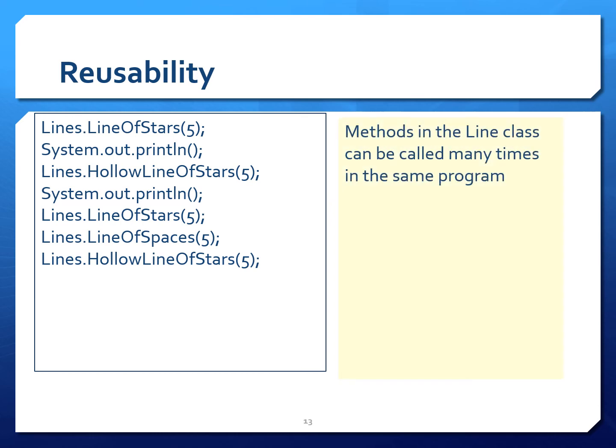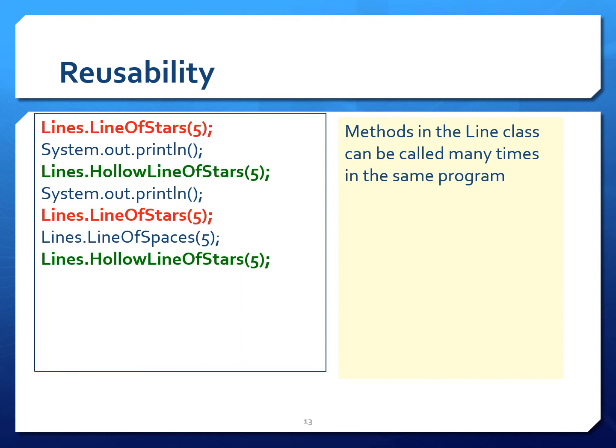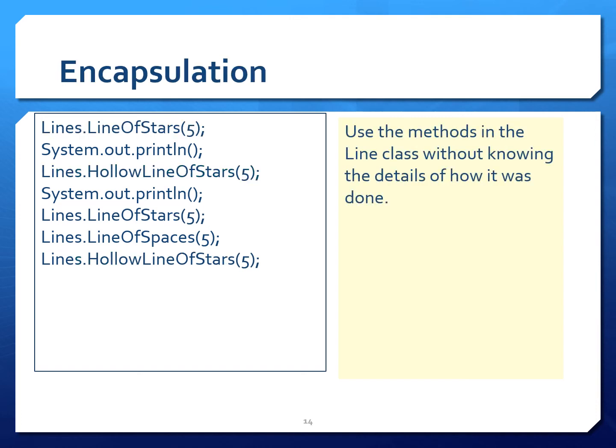In terms of reusability, we can call the methods in the Lines class many times in the same program. The methods lineOfStars and hollowLineOfStars were called twice each in this program. In terms of encapsulation, we use the methods in the Lines class without knowing the details of how it was done.